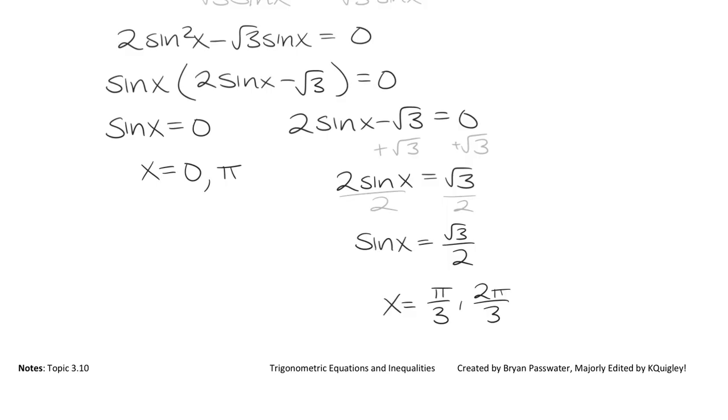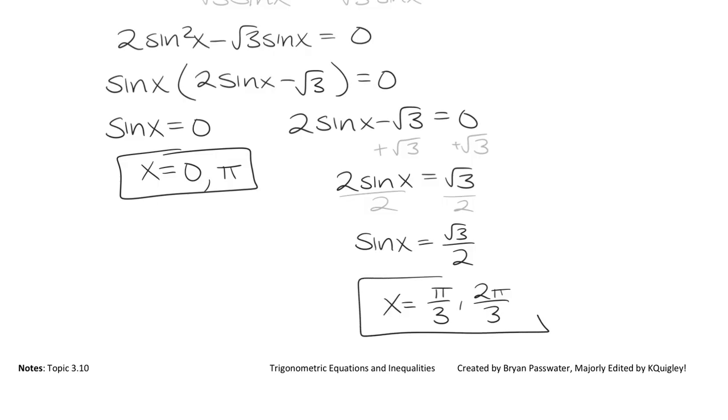So I have 4 solutions here. I don't have to write a general solution for all 4 because I had a domain restriction. You can just tell me 0 and pi, pi over 3, and 2 pi over 3. Those are the solutions to this equation.